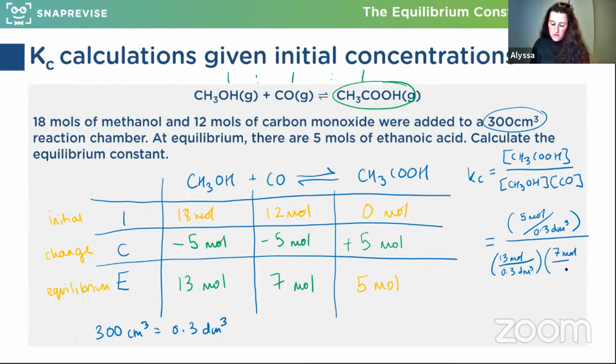7 moles divided by 0.3 decimeters cubed. So Kc in this case is equal to, no worries. Good, well done, Catherine. Yep, lovely, well done, Zara. I got something similar as well, 0.016 something. I think I got 1.165, and units, we need to check the units.